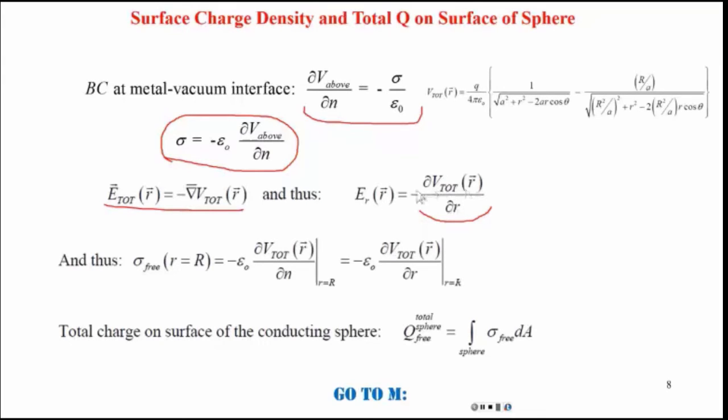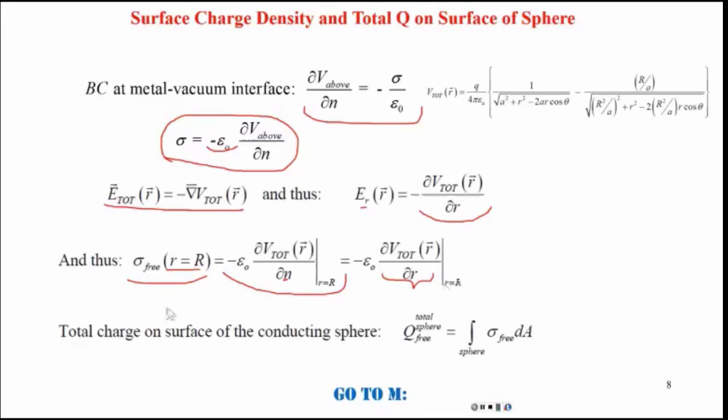In this case, this is the r-th component of the vector, so this is the magnitude of the E vector in the r-th direction. Now we can find the sigma free, and that's going to be equal to this equation evaluated at little r equal capital R. That'll be this quantity right here, just putting in the correct derivative. It's minus epsilon 0, that's this part right here, then here's our potential derivative in the n direction, which is little r, evaluated at r equal capital R. Just repeating, replacing little n with r, we have this equation here: minus epsilon 0 times this derivative evaluated at little r equal capital R.